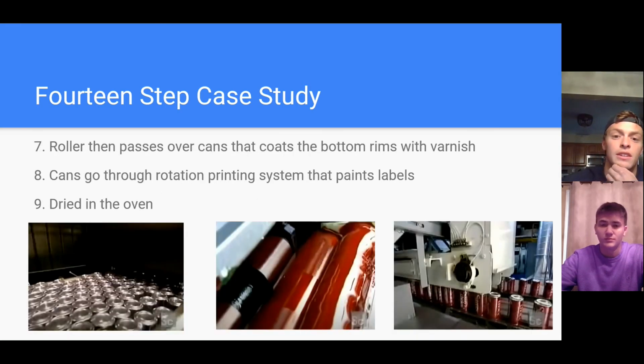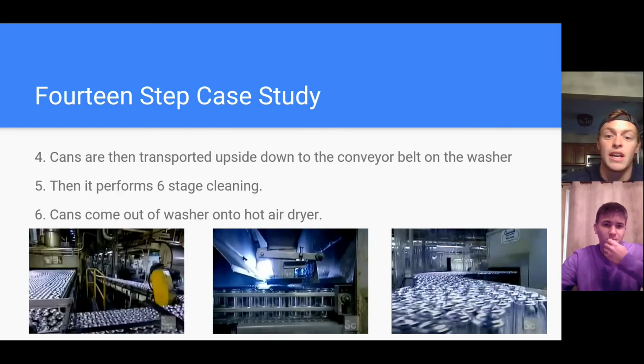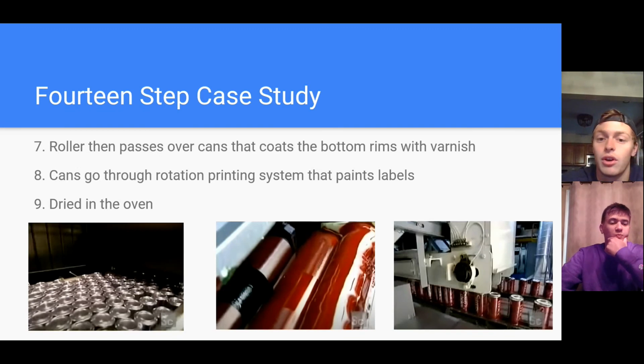So the cans then, can you go back 1 second, Pat? The cans then come out of the washer and onto a hot air dryer, and at this point they're ready to begin the painting process. So here the roller passes over the cans and coats the bottom rims with a varnish, and this is so that they easily slide through the conveyor belt, as well as the vending machine when they eventually get transported there. And then the cans finally go through the painting system, where it paints the labels onto the cans.